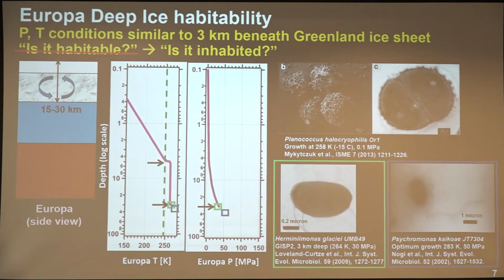Okay, so focusing back on the exact conditions. Here's a slide which talks about the potential for habitability, and I'm going to state that, yes, it's habitable. The pressure and temperature conditions are just fine for microbes. I've drawn a picture of the Europa temperature profile and the Europa pressure profile at depth, and you can see these little squares, and those squares correspond to environments where these 2 microbes can exist, perfectly happy.